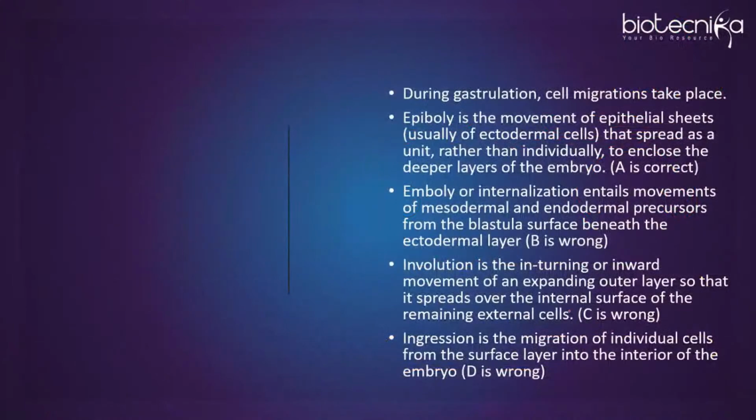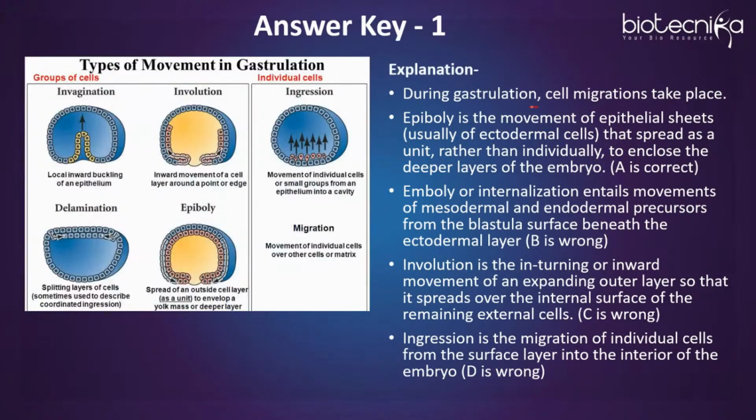So that's why here the answer will be epiboly. See, these are the different kinds of movements. During gastrulation, cell migrations take place. Epiboly is the movement of epithelial cells that spread as a unit to envelop a yolk mass or deeper layer. Remember in amphibian embryo gastrulation, I showed you the picture where the outer ectodermal layer was spreading over the entire embryo to cover it. Got it now, Vijay? Kirtana, got it? It is epiboly, right?